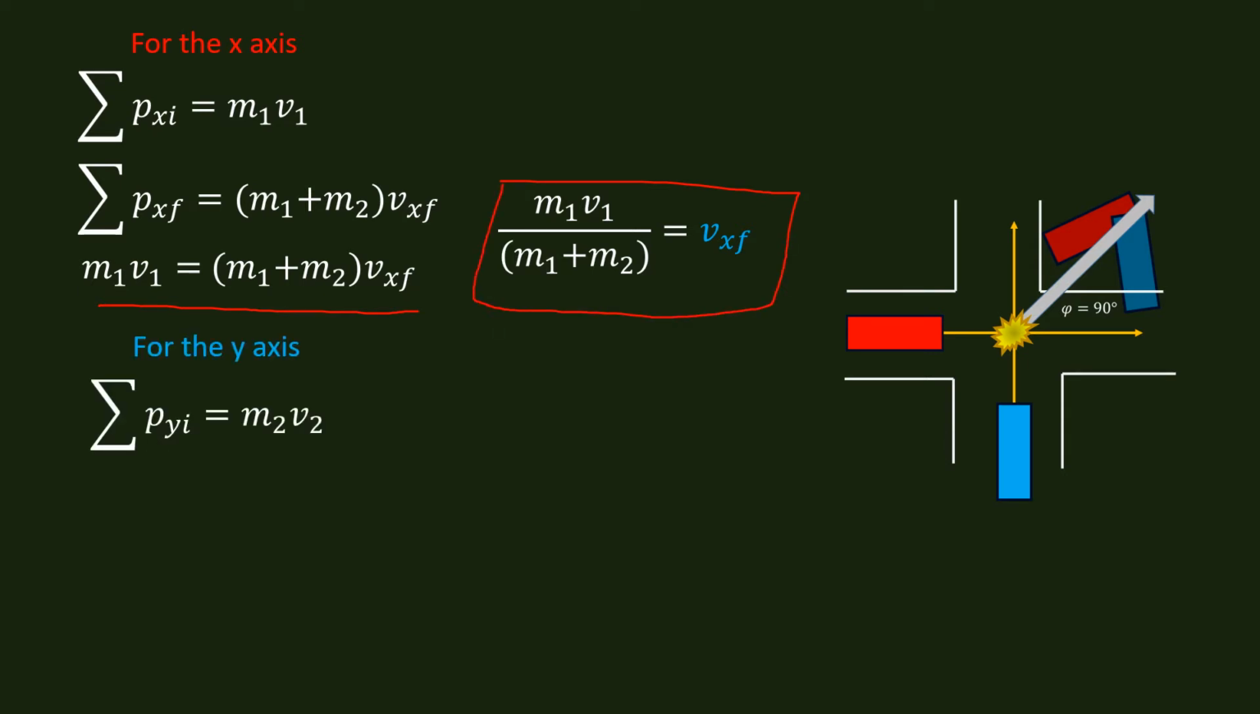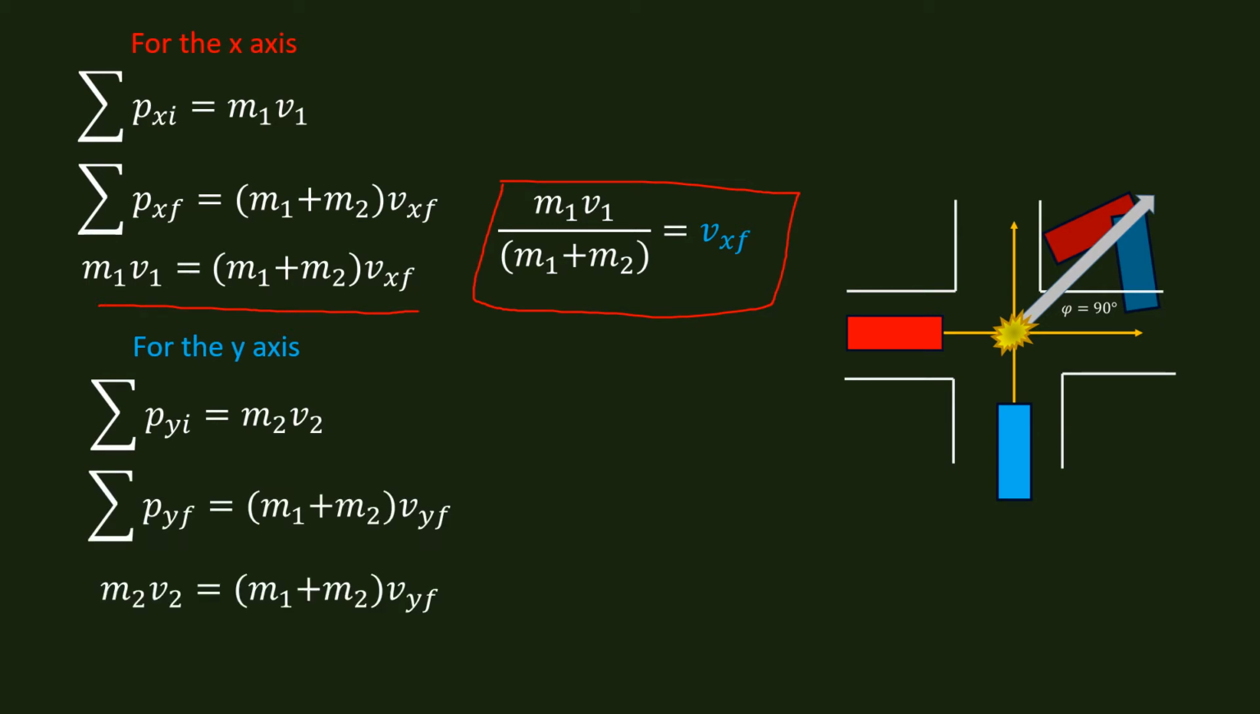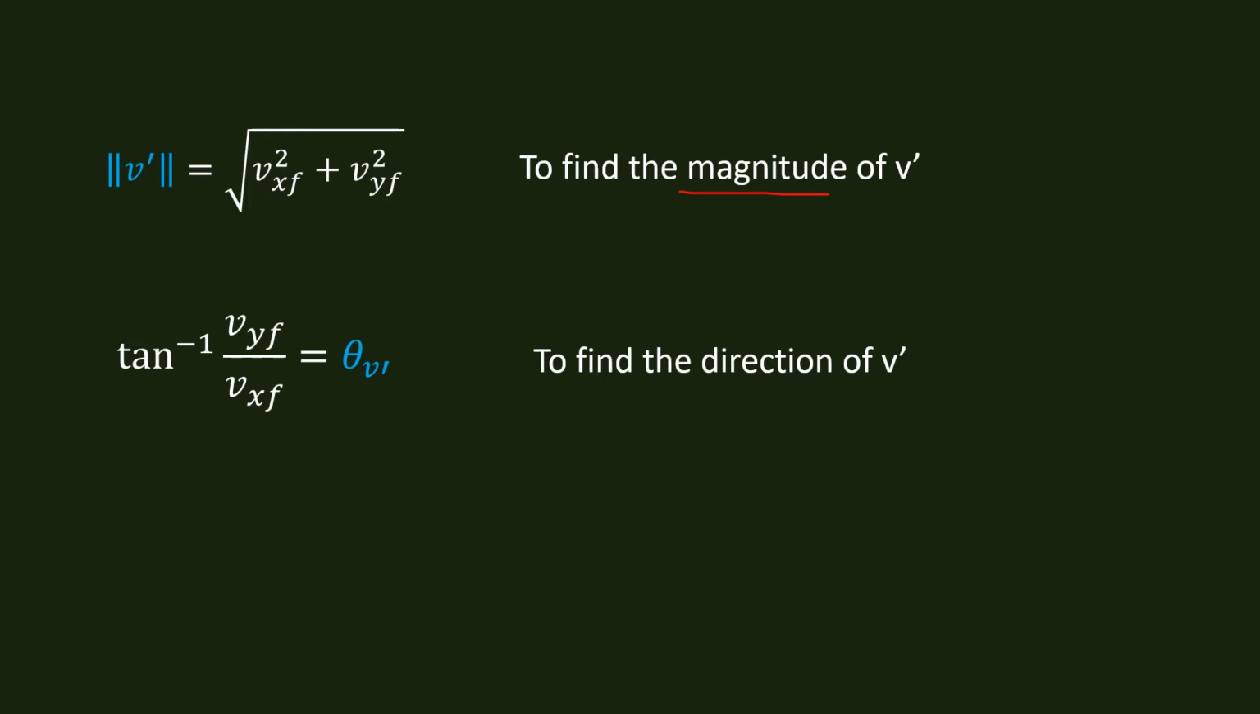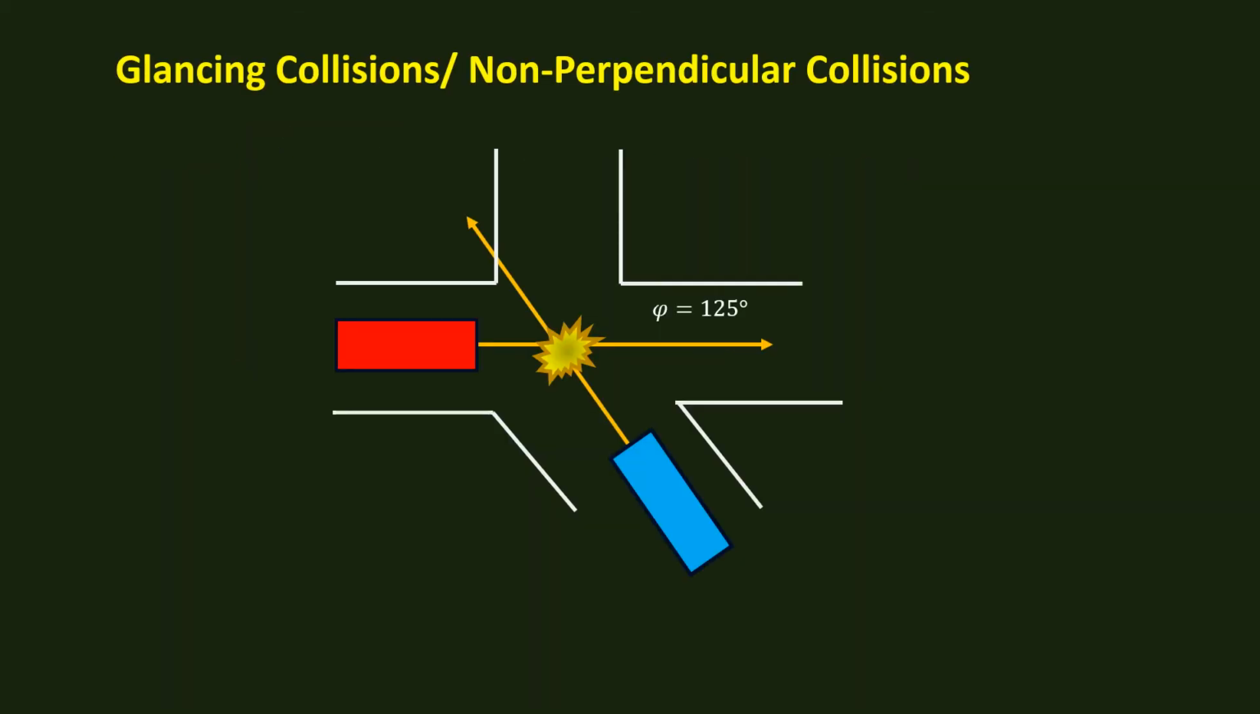For the y-axis, we're going to do basically the same thing, and we're going to get our velocity on the y-axis. Okay. So we need to find the magnitude. We do have two component vectors of velocity, so we can find the magnitude by using that. And then to find the angle, which is going to be from the positive x-axis counterclockwise, we can use our inverse tangent to find the direction of velocity.